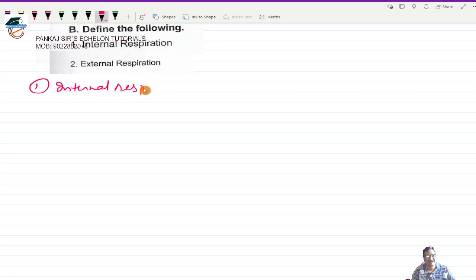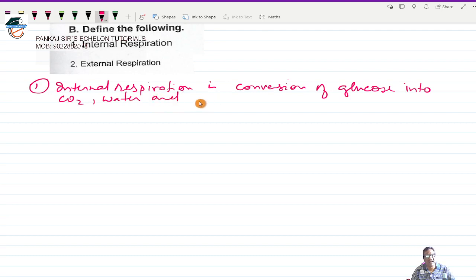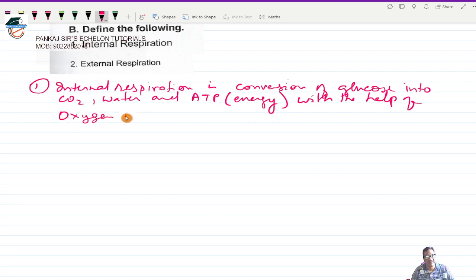Internal respiration is conversion of glucose into carbon dioxide, water, and ATP energy molecules, with the help of oxygen, in the cells. This is actually internal respiration.